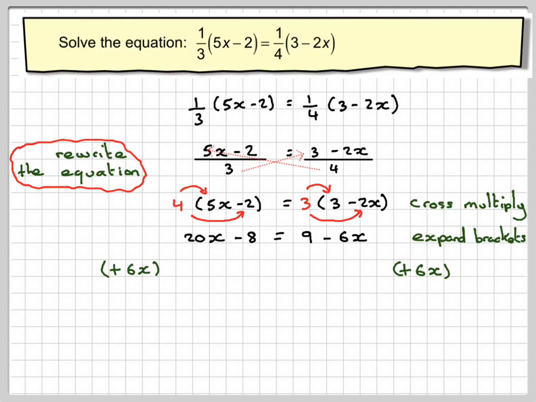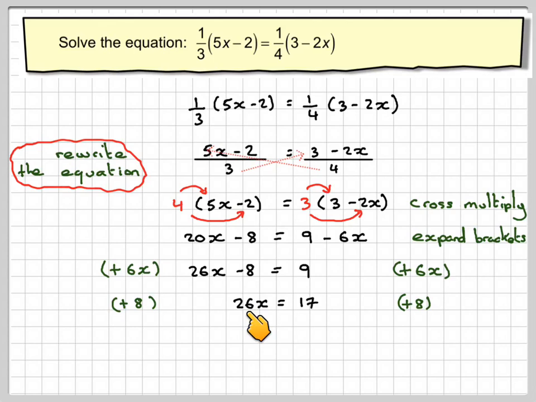20x plus 6x gives 26x. Still got the minus 8, is equal to 9 minus 6x plus 6x. These cancel out, you're just left with 9. Right, the opposite of subtracting 8 is to add 8 to both sides. So this side you're just going to get 26x, and then 9 plus 8 gives you 17.